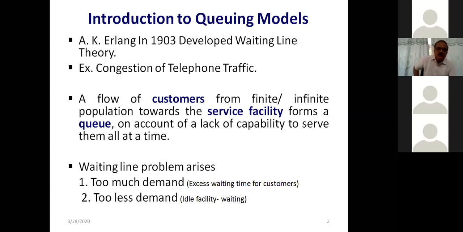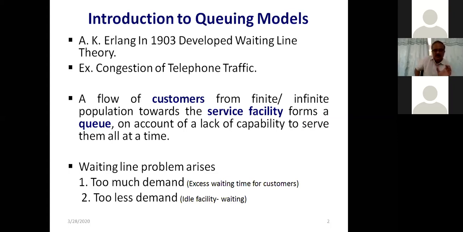So next, what is a queue? A queue is basically a flow of customers coming to a service facility. These are the two major important aspects: the customer and the service facility. Customer means population, people, machine, material, everything which needs a facility, some treatment, or some process. They are customers. We also call them arrivals.